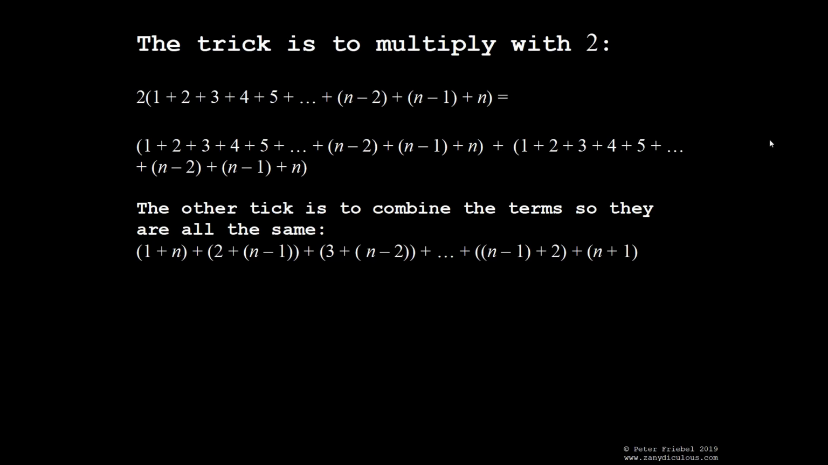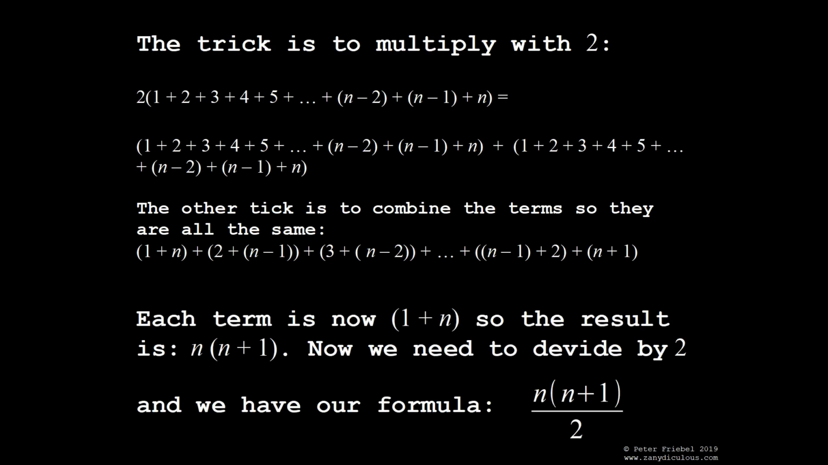Oh, and by the way, I just noticed that this should be trick, not tick, of course. Each term is now 1 plus n, so the result is n times n plus 1. Now we need to divide by 2, and we have our formula, n times n plus 1 divided by 2. Okay, this was a little intermezzo, but it illustrates that counting right is extremely important.